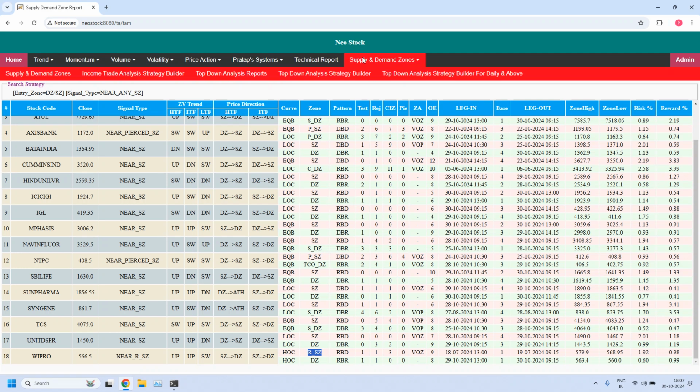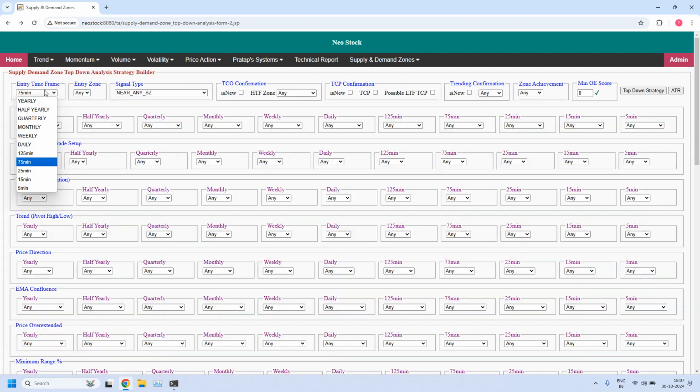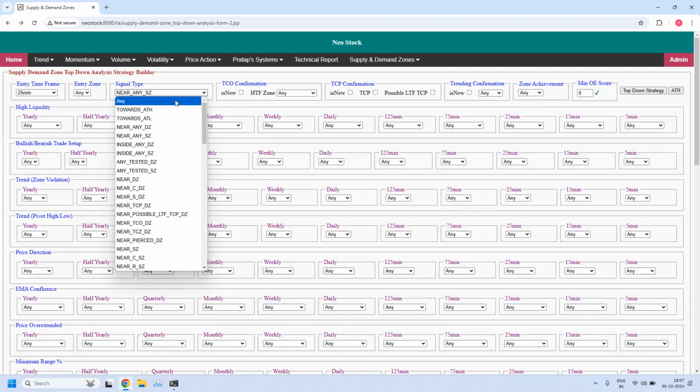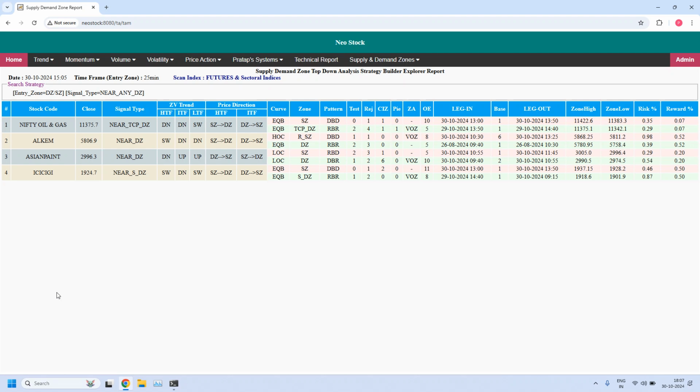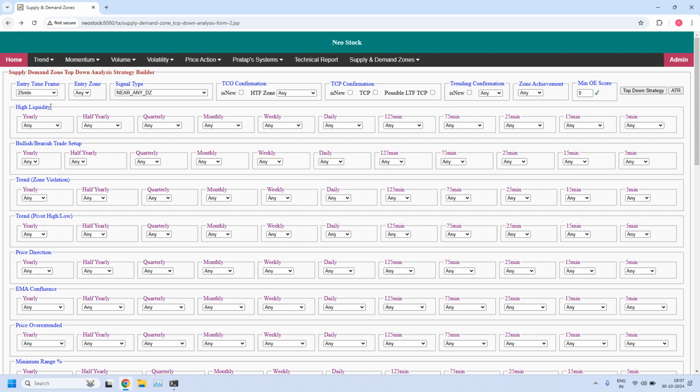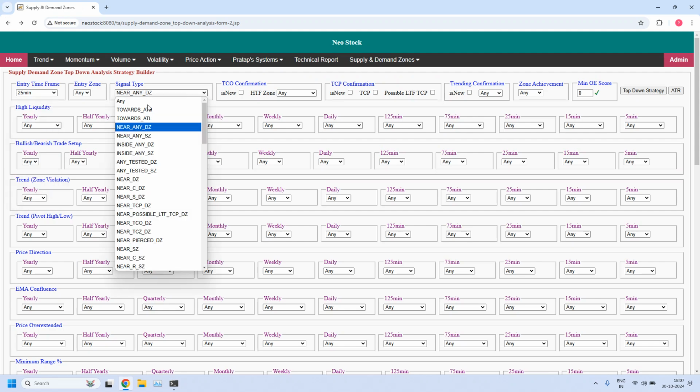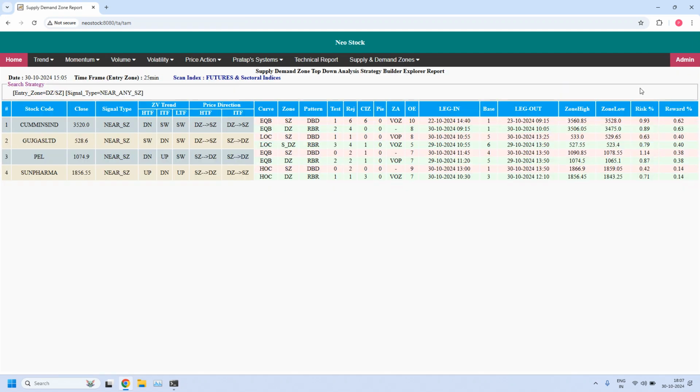Next time frame is 25 minutes. Let's find the stocks near 25 minutes demand zone. 4 stocks are filtered. Next, for 25 minutes time frame, let's find the stocks near 25 minutes supply zone. 4 stocks are filtered.